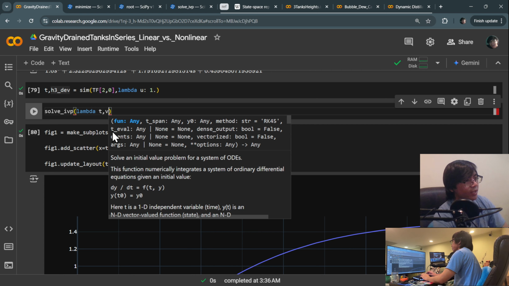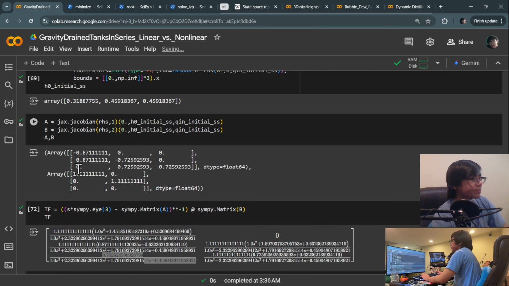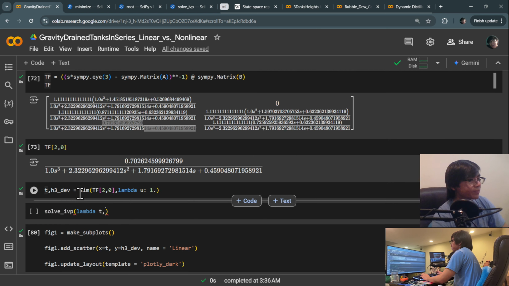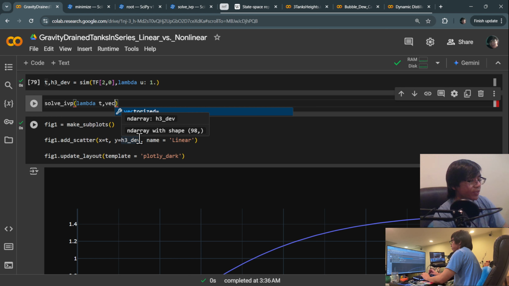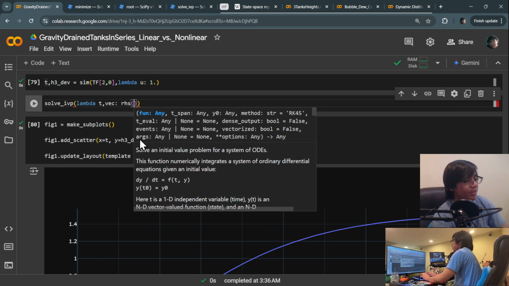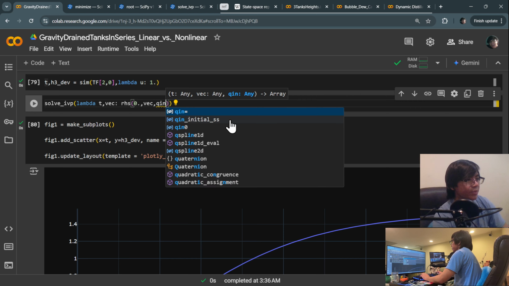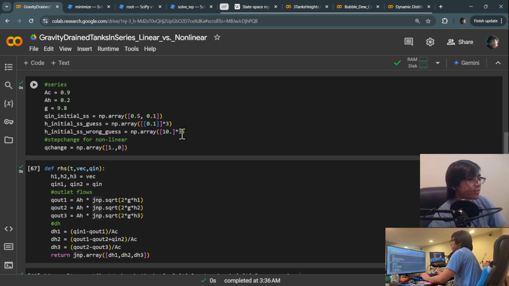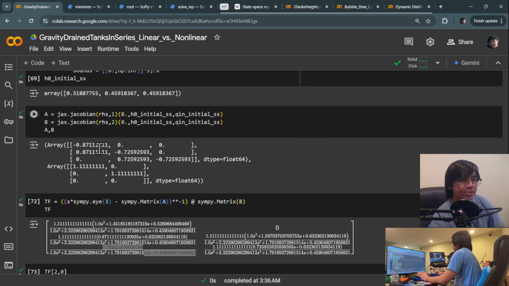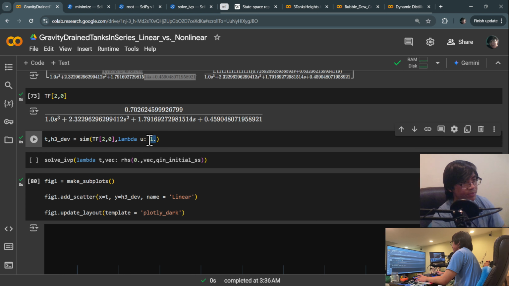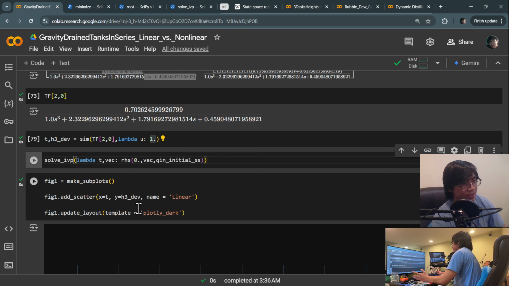So our vector, I'll just call it vector here. Then we have our right-hand side, and we specify our time, our vector of heights, and I think we do initial steady state, right? And we have to add our gain. That's what I always forgot when I was practicing. So we had our change right here. You need to make sure we're changing from steady state. It's the exact same scenario as when I had a step change of 0 for our linear side. We need some sort of change in our system, so that's why we have a Q change.